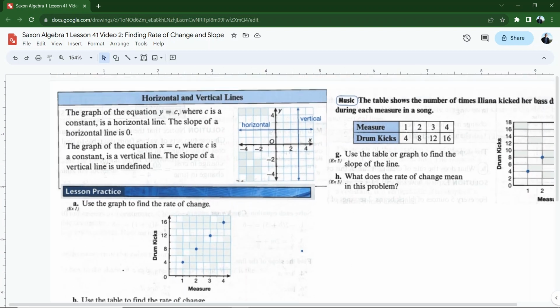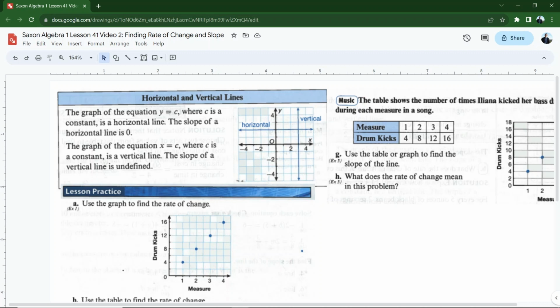Okay, so when we have a horizontal line, we're going to have a special kind of graph that shows that the slope is 0. For a horizontal graph, the slope is 0. Because what is the rise of a horizontal graph? There is no rise. It's 0. It goes up 0 units for each unit it goes over.